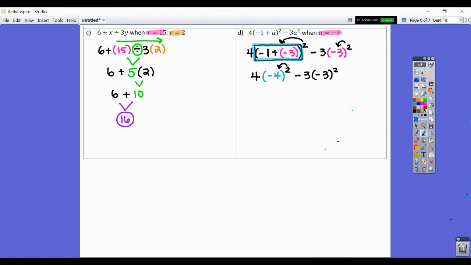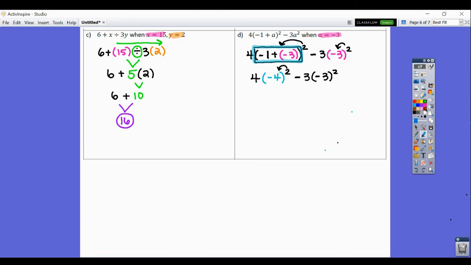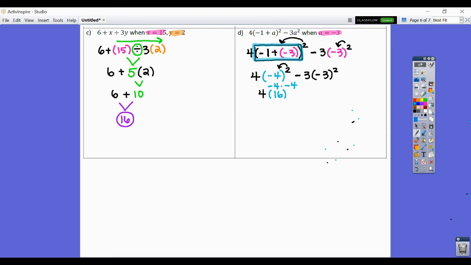Now I will do my exponents here. 4 will now be multiplied by a -4 squared. So remember, -4 times -4 would come out to be a positive 16 here, minus that -3 times -3 squared, which then I will do the next exponent. So I go ahead and do my next exponent.